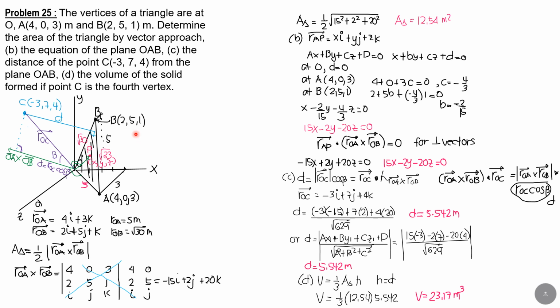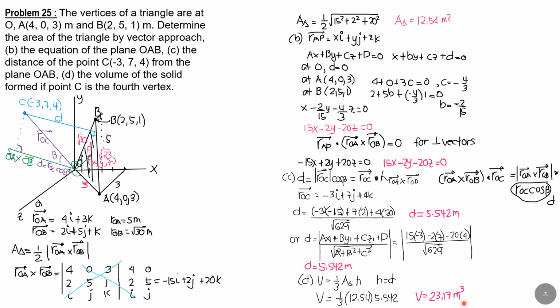Then finally, the volume of the solid formed if point C is the fourth vertex. So it's like the volume of this pyramid with a triangular base. So the volume of the pyramid is 1/3 base times height, where the height is this perpendicular distance D here. So 1/3 of the area of the base times height. We already calculated the area, which is 12.54. Then the height is equal to D, 5.542. So the volume is 23.17 cubic meters.